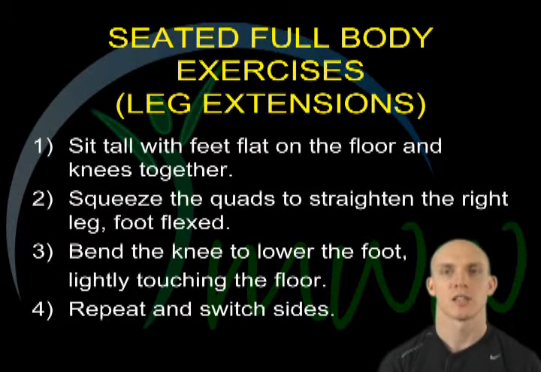Seated full body exercises. Leg extensions. In order to do leg extensions, sit tall with your feet flat on the floor and your knees together. Now squeeze your quads to straighten the right leg. Keep your foot flexed. Bend your knee to lower your foot, lightly tapping the floor. Repeat this motion and switch sides. Add ankle weights for more intensity if you so choose.